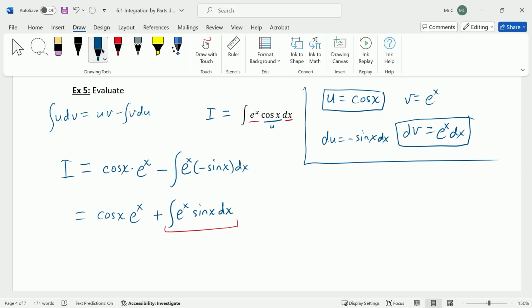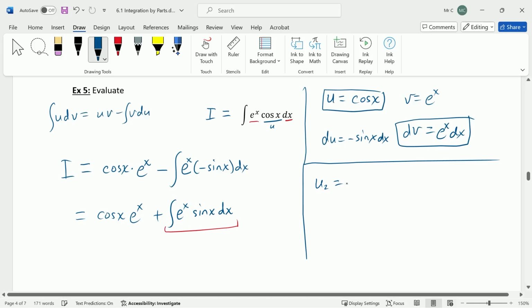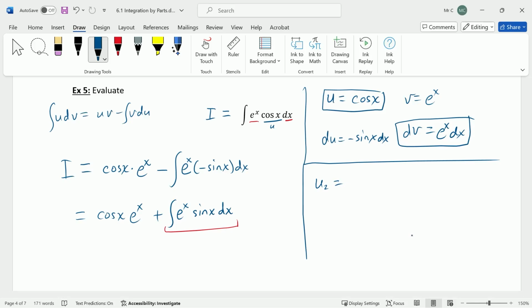So u2 is going to be, and the one key thing about this type of problem when you have these combinations of e to the x and sine or cosine is make sure you make the same type of choice for u both times. So I chose u to be my trig function before. I'm going to choose u to be my trig function again the second time I apply integration by parts. If you don't, it will end up doing nothing. You'll just spin your wheels and won't get any results.